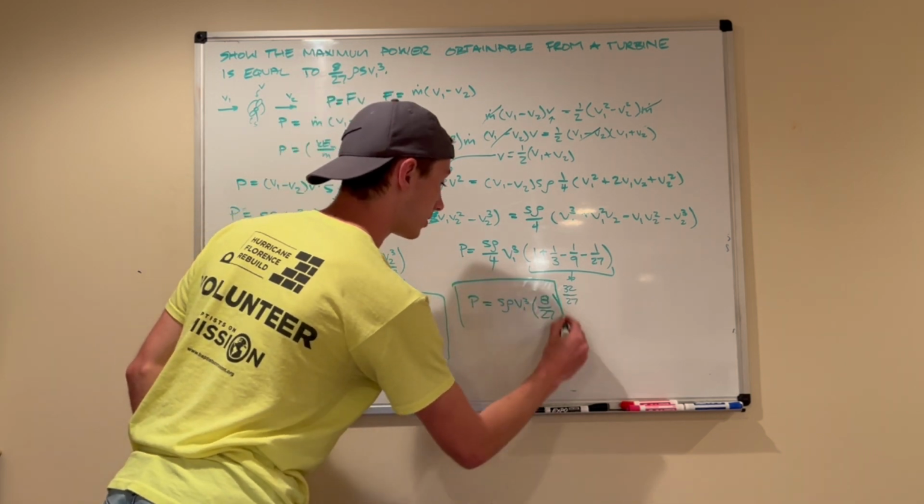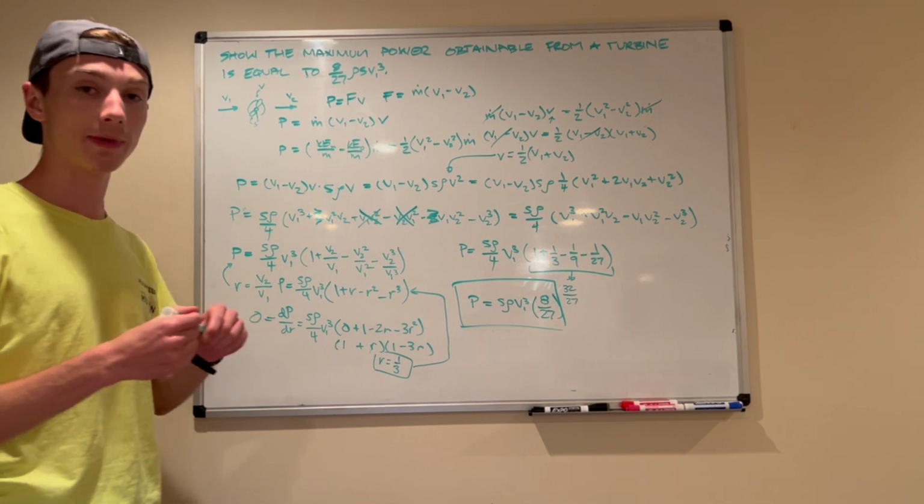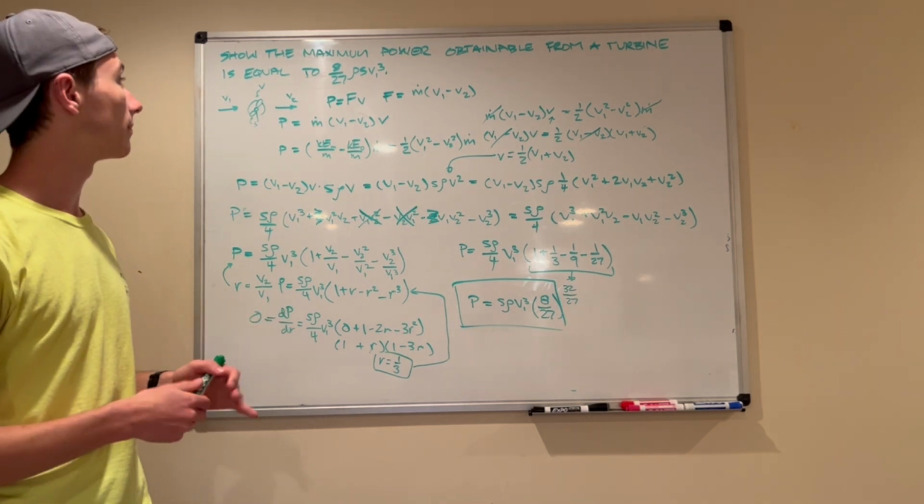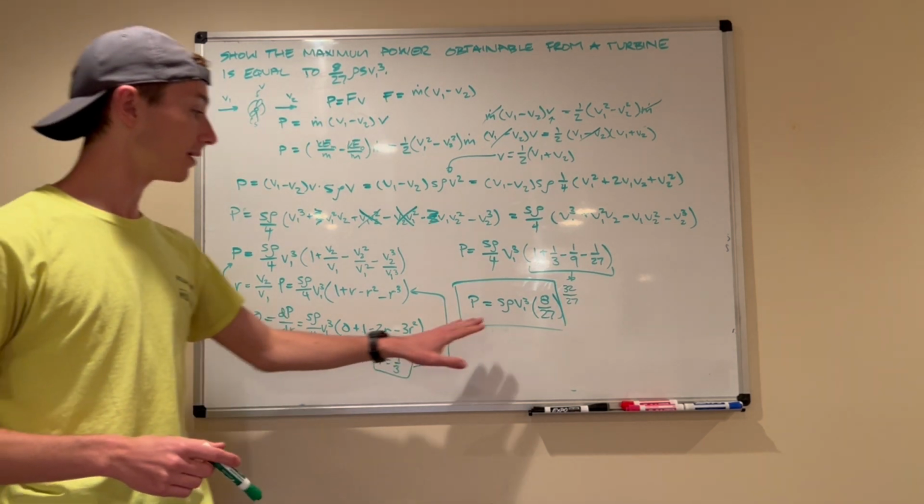Okay, and this is our final expression for the maximum power obtainable from a turbine. All right, so I think we've done it.